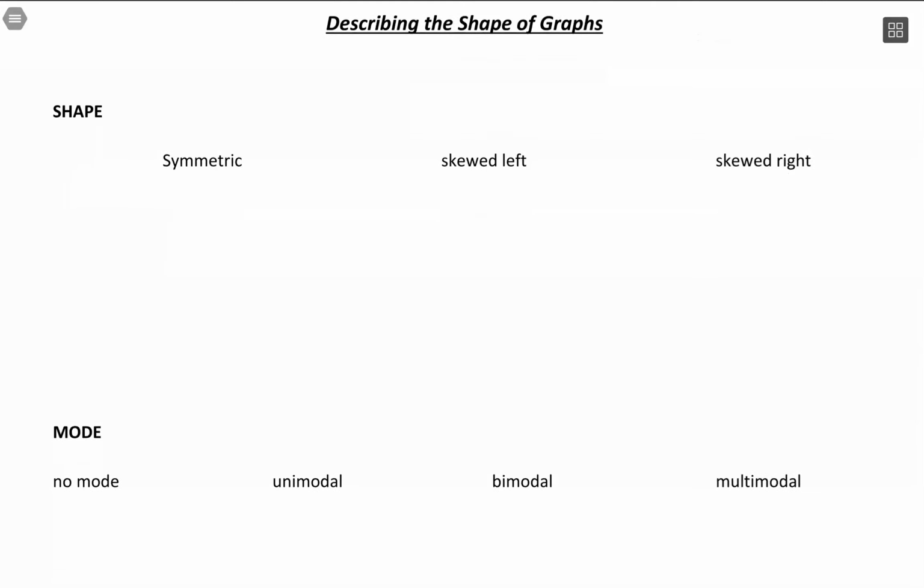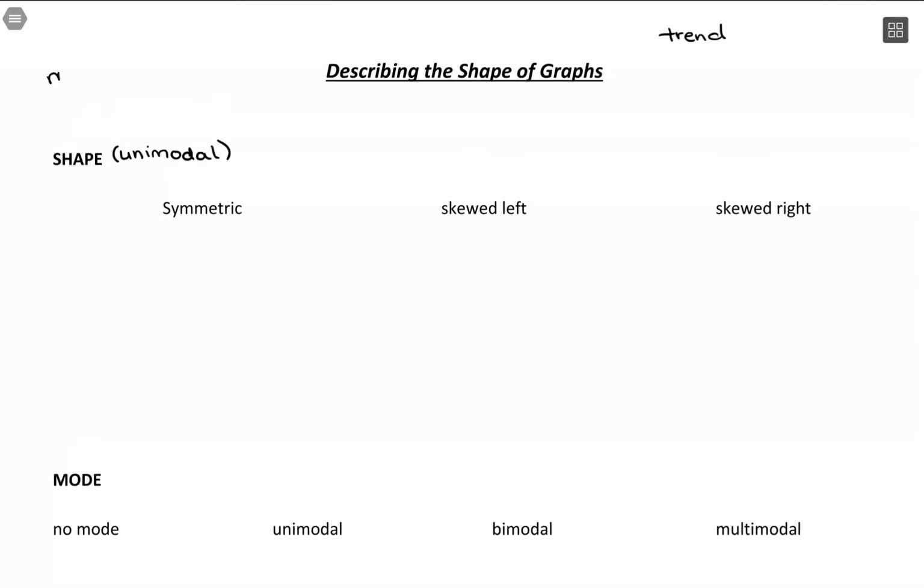So with shape, and these are actually going to come from unimodal graphs. A word you're going to be seeing, or a form of the word, is the idea of mode, which is the most frequent data value. So it's the data value that occurs the most.